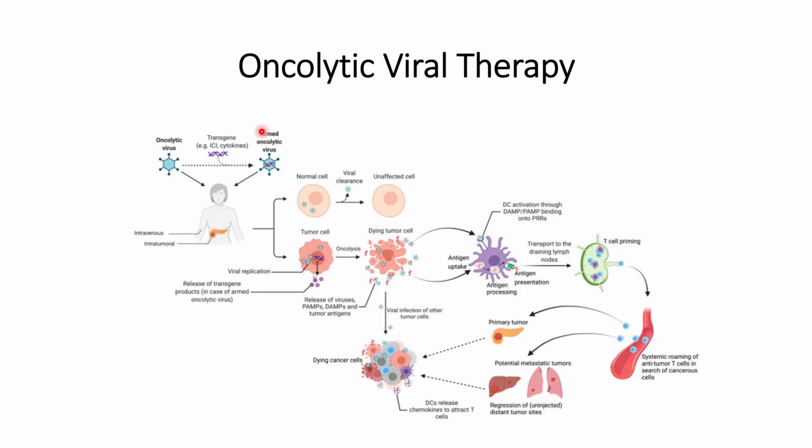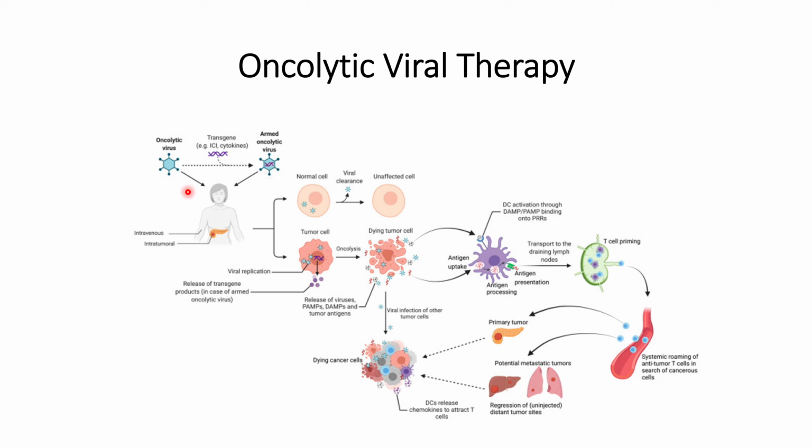The next therapy that is presently under study is oncolytic viral therapy, which can be used against pancreatic cancer. In this case, an oncolytic virus or an armed oncolytic virus will be used. The difference between the oncolytic virus and the armed oncolytic virus is that in the armed oncolytic virus, the genome is modified in a way that it will take care of the immune suppression that is usually found in tumor cells.